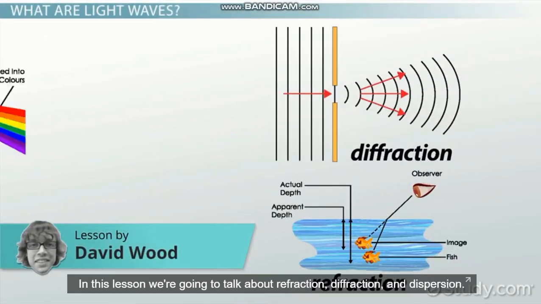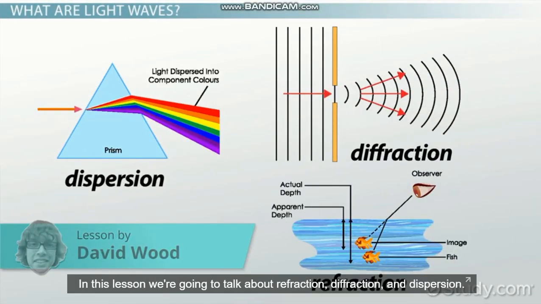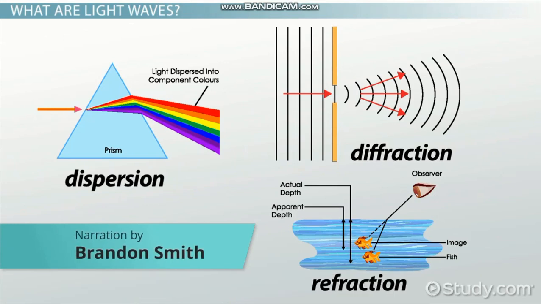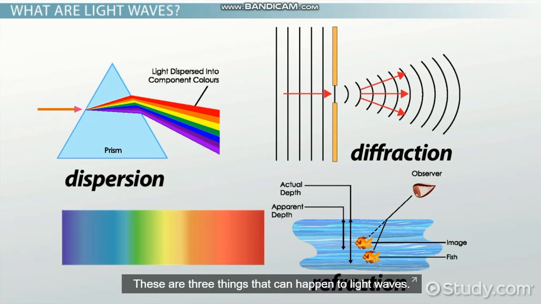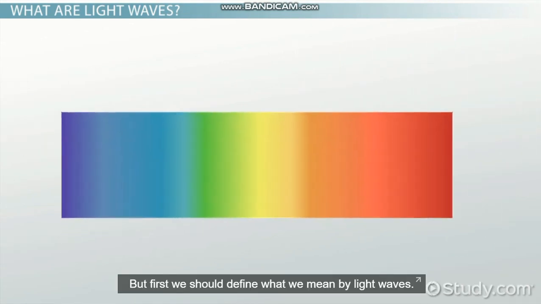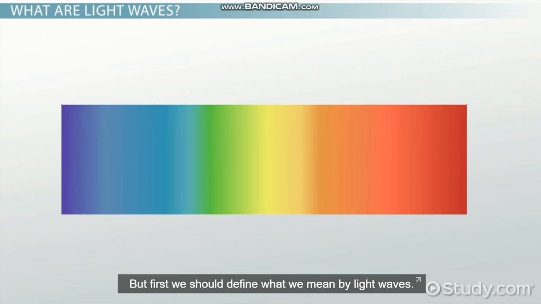In this lesson, we're going to talk about refraction, diffraction, and dispersion. These are three things that can happen to light waves. But first, we should define what we mean by light waves.